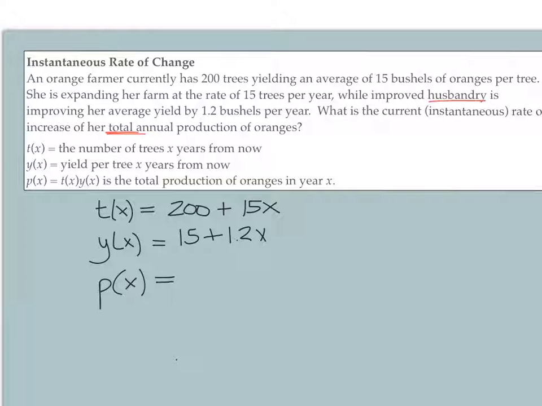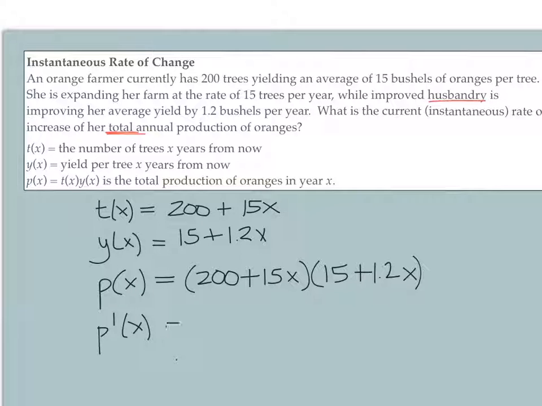Okay, so P of X is these two things multiplied together. So if I want to find the instantaneous rate of change of this, I need to find P prime of X. To do that, I would need to use what rule? Product rule. So it's going to be F prime G plus G prime F. So it's going to be 1.5 times (15 plus 1.2x) plus 1.2 times (200 plus 15x).